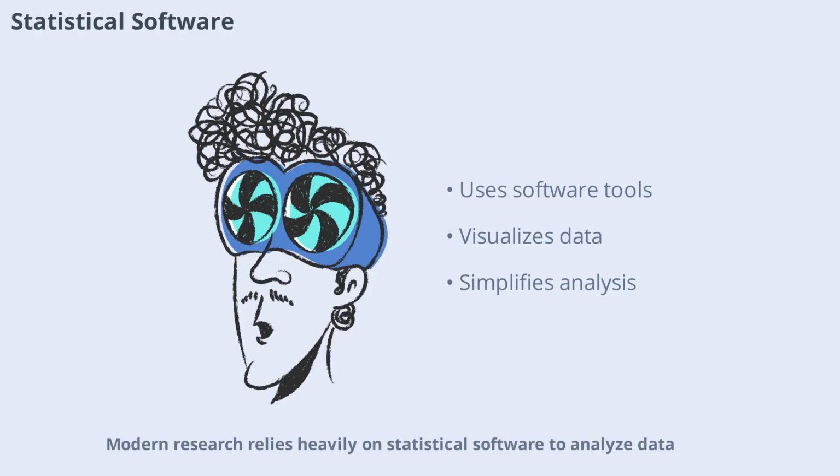Modern research relies heavily on statistical software to analyze data. Programs like R, SPSS, and Python make it easier to run complex analyses and visualize results. These tools have revolutionized the way scientists work with data.